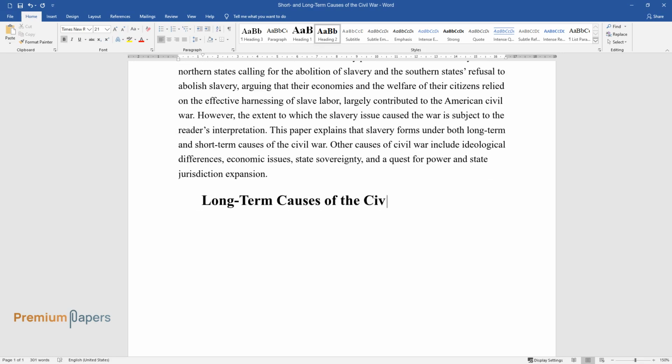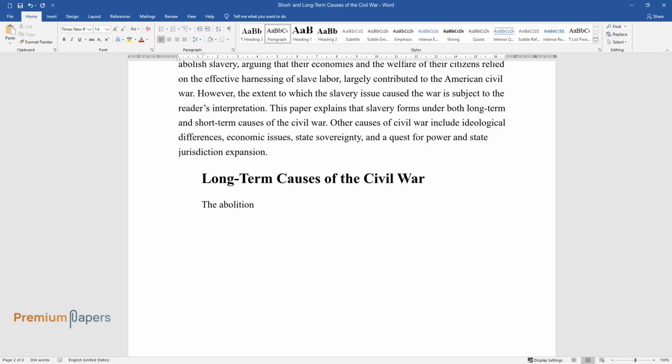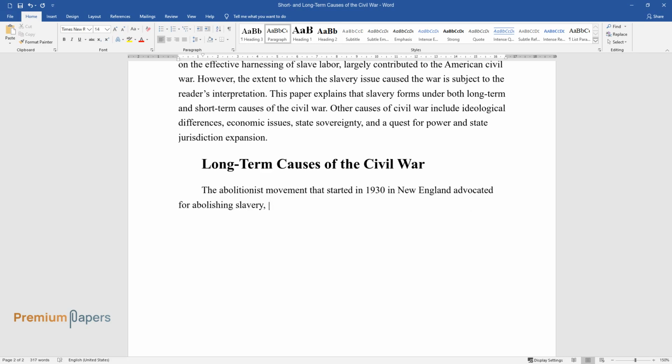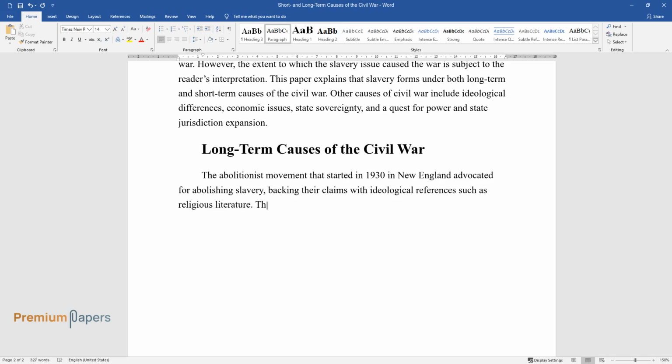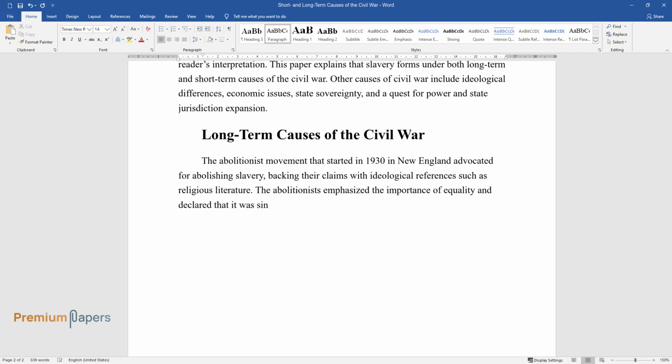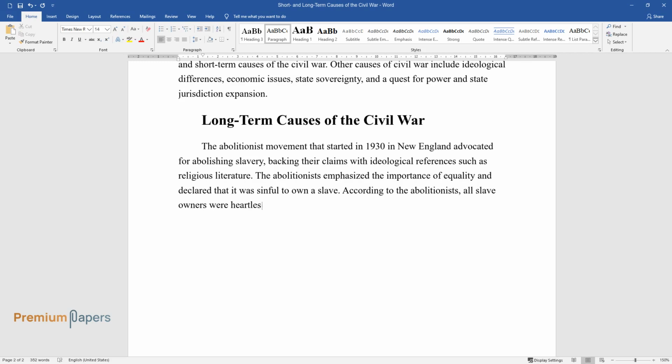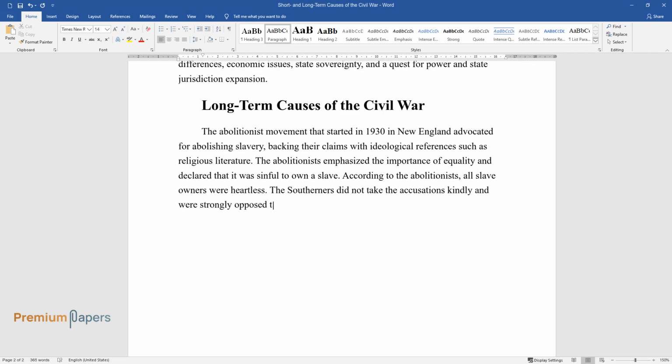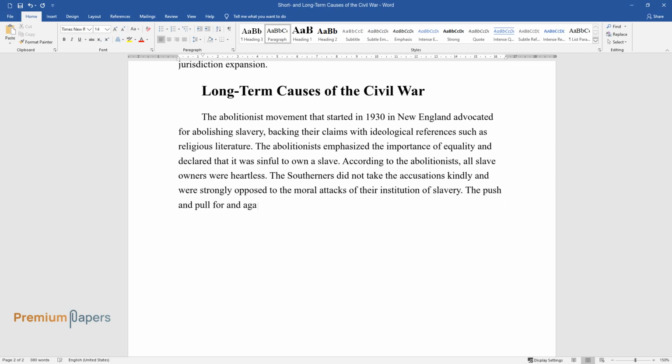Long-term causes of the Civil War. The abolitionist movement that started in 1830 in New England advocated for abolishing slavery, backing their claims with ideological references such as religious literature. The abolitionists emphasized the importance of equality and declared that it was sinful to own a slave. According to the abolitionists, all slave owners were heartless. The Southerners did not take the accusations kindly and were strongly opposed to the moral attacks on their institution of slavery. The push and pull for and against slavery built up tensions from 1830 that culminated in the Civil War in 1860.